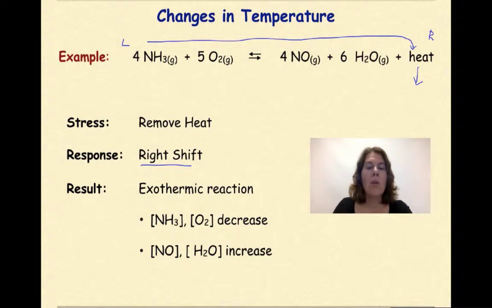This is an exothermic reaction because energy is being released from the system into the surroundings. As a result, NH3 is going to decrease, oxygen is going to decrease, nitrogen monoxide is going to increase, and water vapor is going to increase.